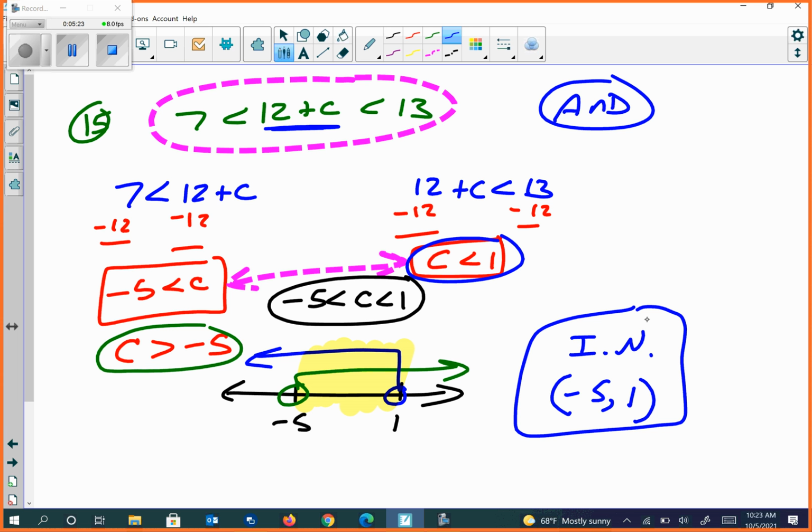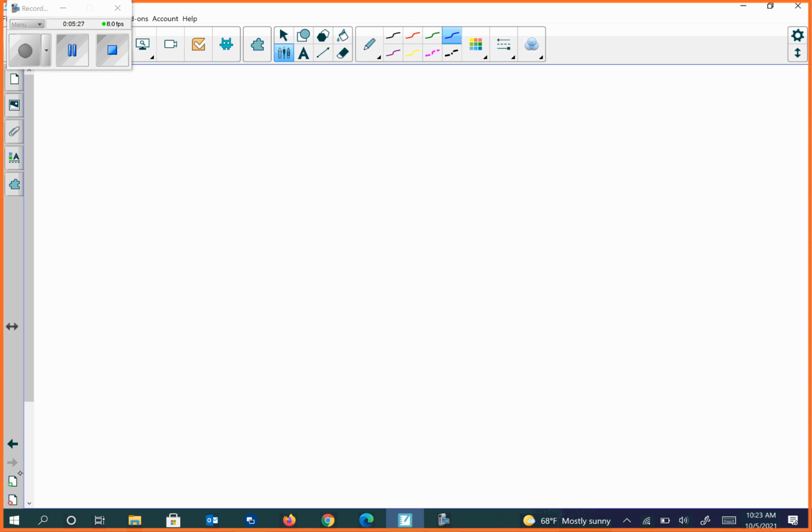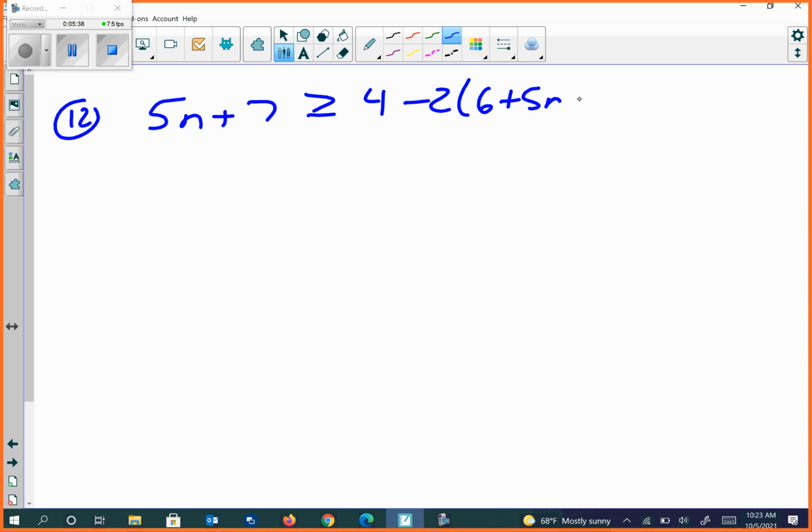Number 12: 5n plus 7 is greater than 4 minus 2 parentheses 6 plus 5n. So it's not an and or an or problem because it's only a single inequality. So we just need to start solving it. So nothing to do on this side. We're going to keep it as is for right now.